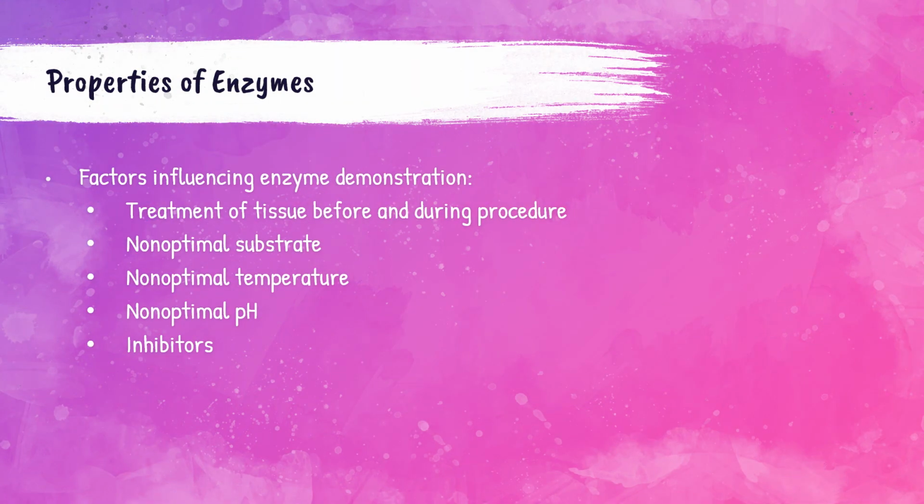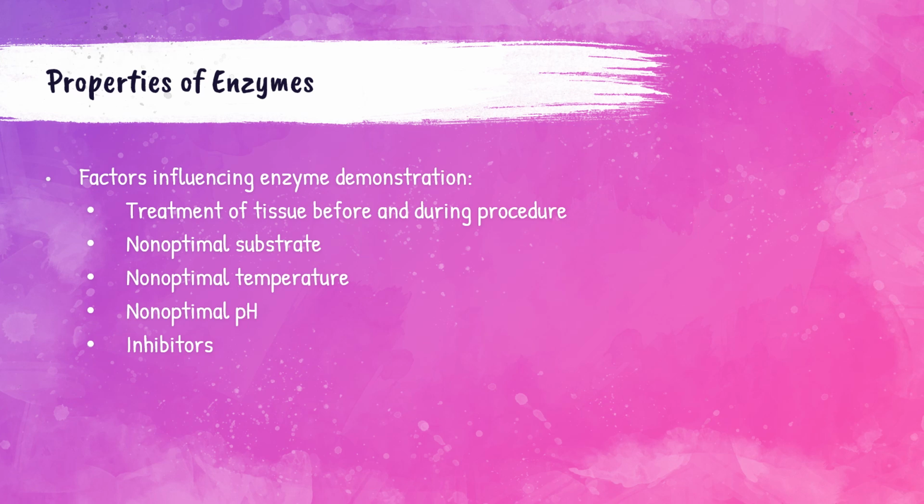So these are factors that influence the demonstration of enzymes within tissue. The treatment of tissue before and during the procedure. A lot of enzymes are destroyed by the fixation process. Some are sensitive to freezing and thawing steps. And because of this, compromises must be made. One may sacrifice some activity for better localization of the enzyme, or they sacrifice localization, accepting enzyme diffusion, to maintain maximum activity of that enzyme.